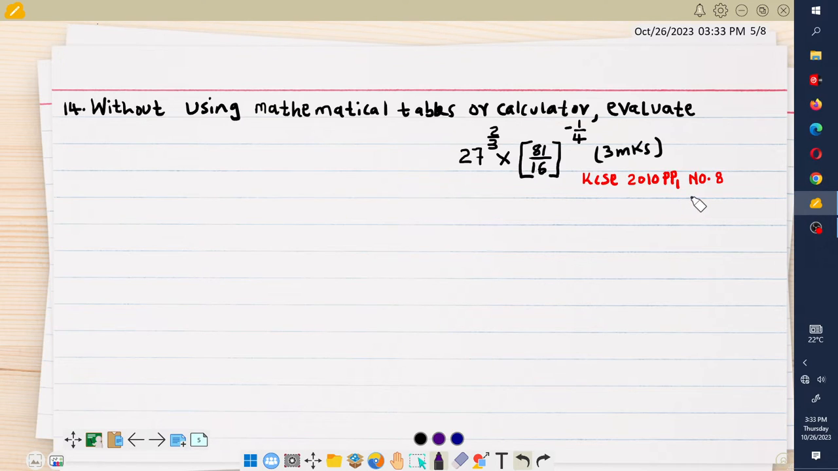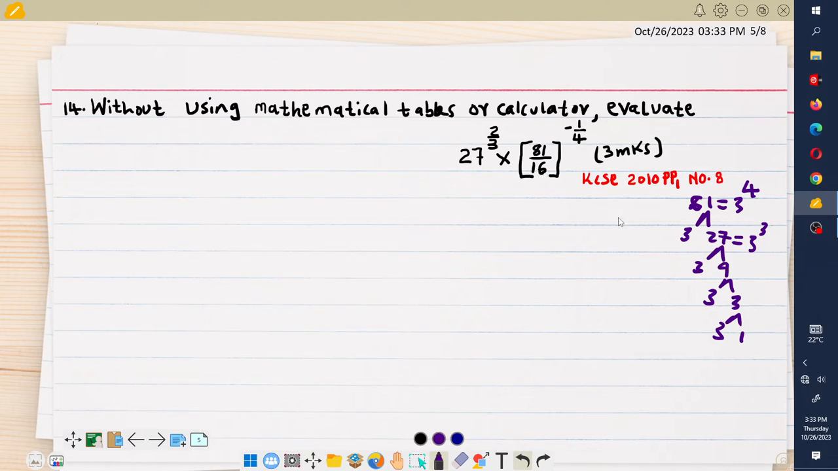So let me start with 81. So the factors of 81 will be, of course, 3. So 3 into 81, 27 times. Then 3 into 27, 9. Then 3 into 9, that is 3. Then 3 into 3, 1. So 81 is actually 3 to the power of 1, 2, 3, 4. So this is 3 to the power of 4. We know that 27 will be 3 to the power of 3.